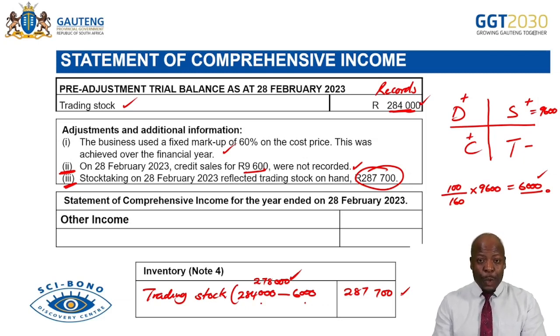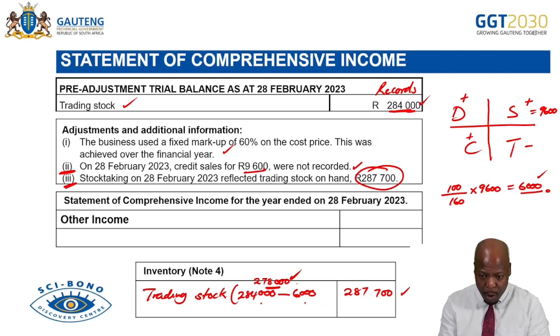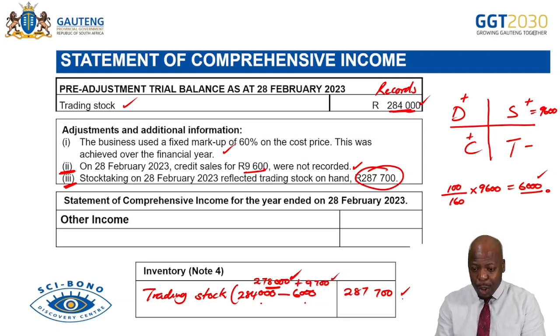The other way to ascertain if it's a trading stock surplus, you simply look at the amount that you have here. And then you say, what is the difference between 278,000 and 287,700? And how much is your difference? Your difference is going to be 9,700. And that means that difference you're going to add it here. So that when you say 278 plus the 9.7, it gives you 287,700. So that 9.7, since we're adding it, it's a trading stock surplus.